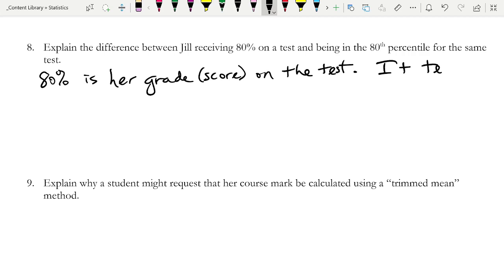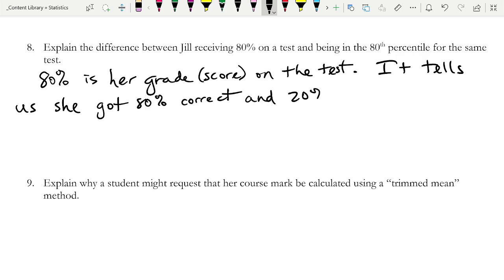It tells us, I'm going to use lots of words, she got 80% correct and 20% wrong. Right? That's what a grade means. You got 80% on a test. It means you got 20% wrong.